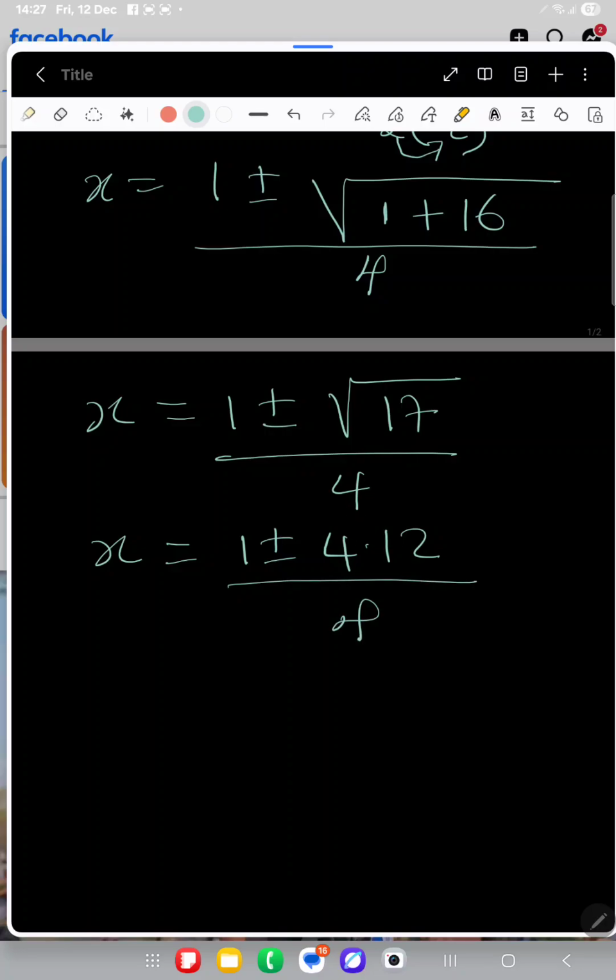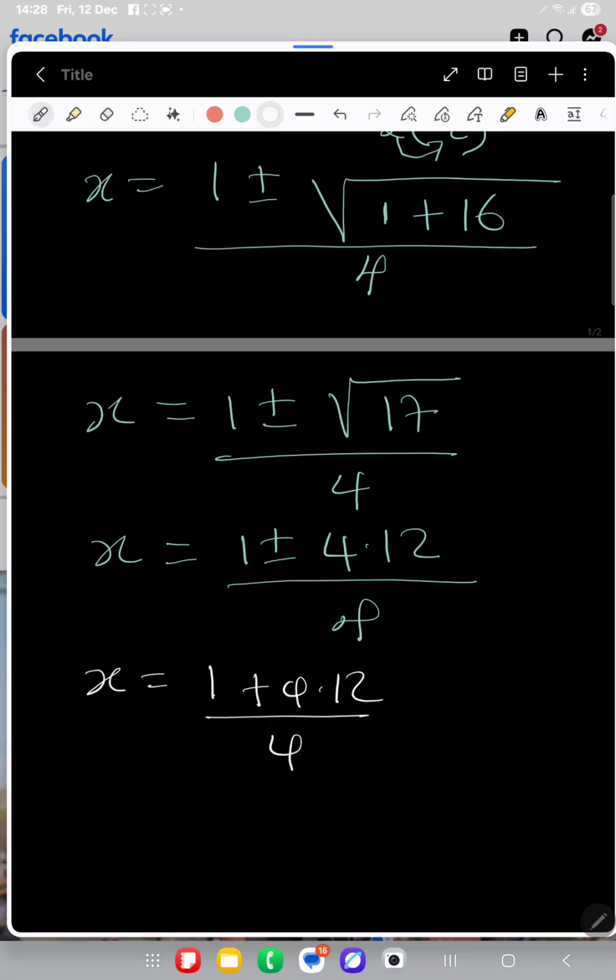Okay, so from here, you've seen that we have a positive and a minus in the middle here. So that means we should create 2 equations, one of them having the positive, another one having a negative, and then all divided by 4. That's what we are going to do. So we are going to start with the one for a positive. We are going to say x is equal to 1 plus 4.12 over 4, or you say x is equal to, you get the other one for minus, which is 1 minus 4.12 over 4. That's what we are going to do.